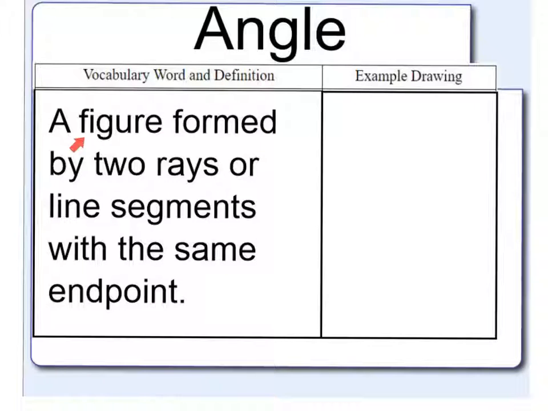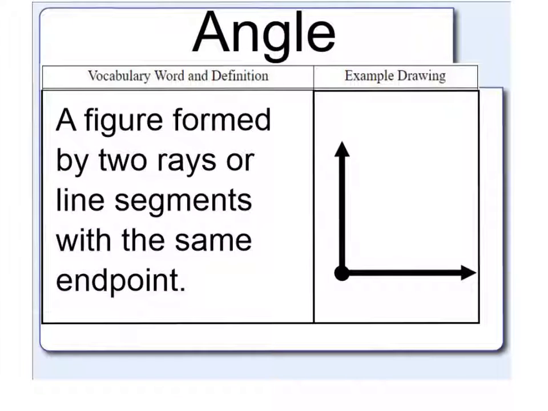So write it right next to the word angle, and then I'm going to explain what this means and have you draw an example of an angle. So it's a figure formed by two rays or line segments with the same endpoint. You can pause it here if you need more time to write down the definition. If you're all set, let's go on to what that looks like as an example drawing.